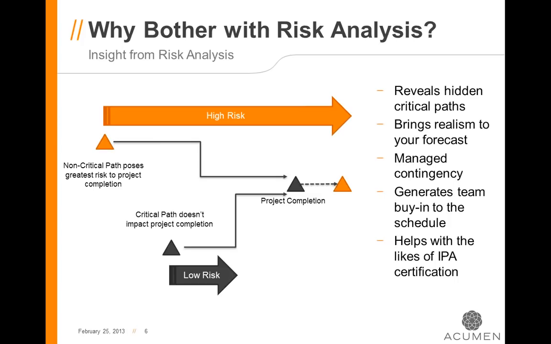Realism might change every month. We can't instantly build realism into our baseline. It's a continuous managed process that we have to follow. We have to manage and really understand our contingency. We're going to be able to show the contingency in Acumen Risk at different confidence levels.